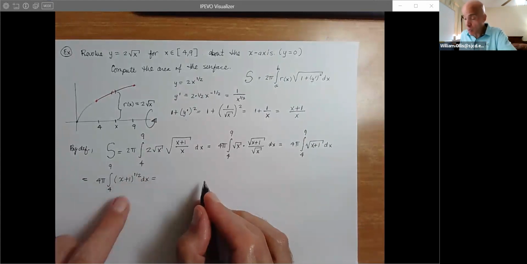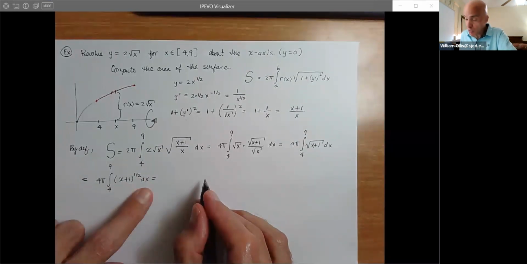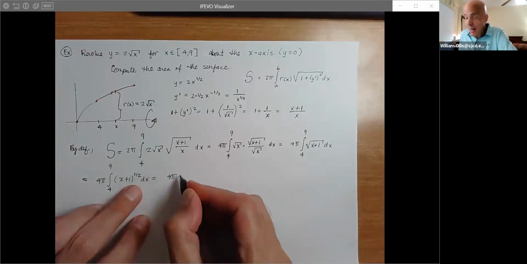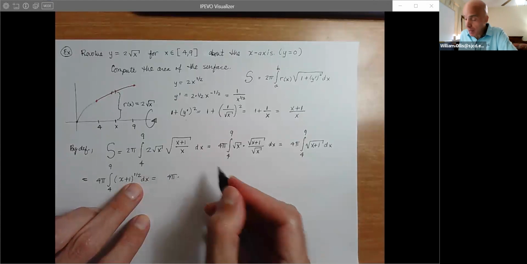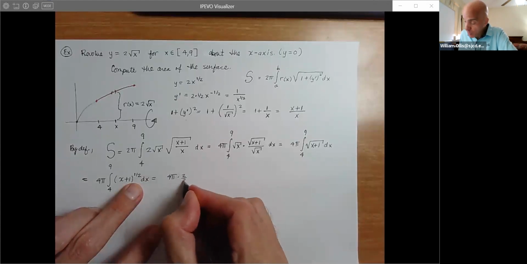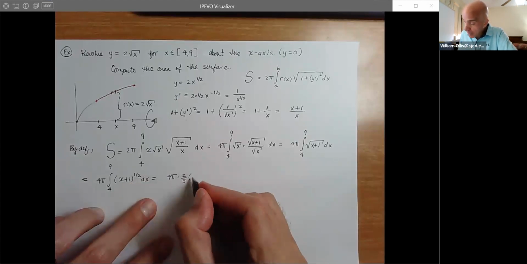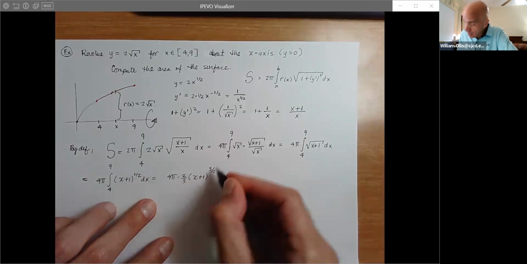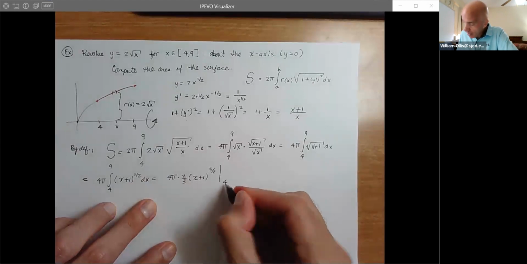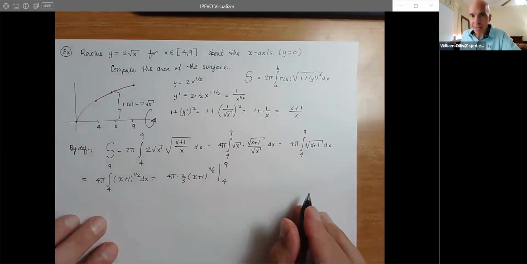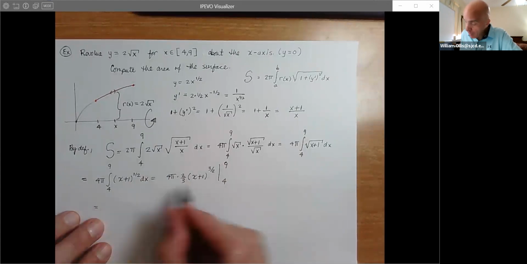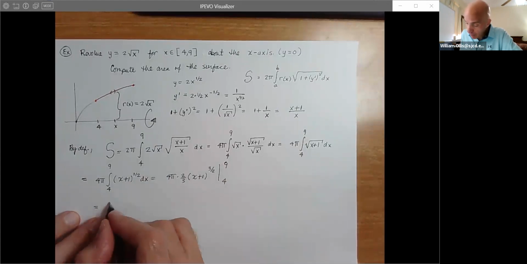So now chain rule says this is the u and there's the du. So we get 4 pi. So we're going to add 1 to get 3/2, divide by 3/2. That's multiplication by 2/3. So we have x plus 1 to the 3/2, from 4 to 9. Again, very straightforward. And so now, in this case, we get an 8 pi over 3.